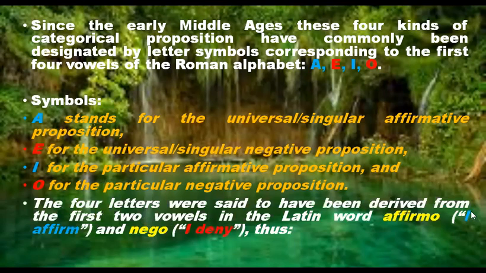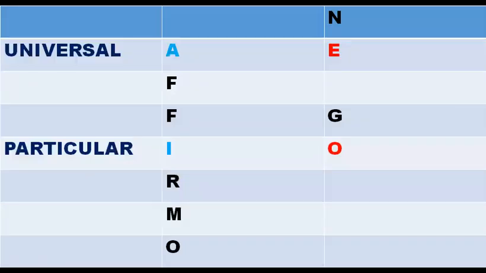The four letters were said to have been derived from the first two vowels in the Latin word affirmo. Itong A at saka I. So, I affirm. No? A at saka I are affirmative. Sa affirmo. Tapos, ito ang E at saka O sa Latin word na nego, meaning to say, I deny. So, ito. This is a universal, no? Universal affirmative. And let's see. This is the negative. Universal negative is E. Then the particular affirmative is I. And then the particular negative is O. Yan. Kita niyo yan sa PDF.